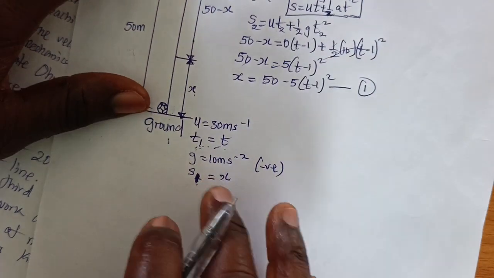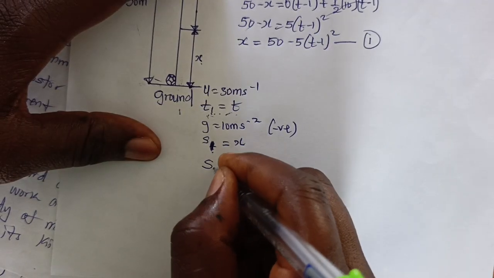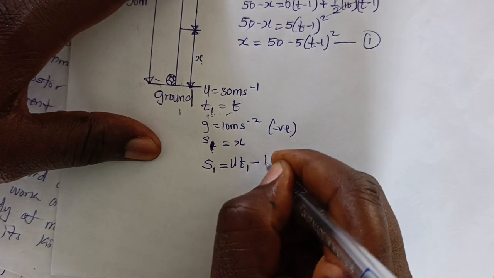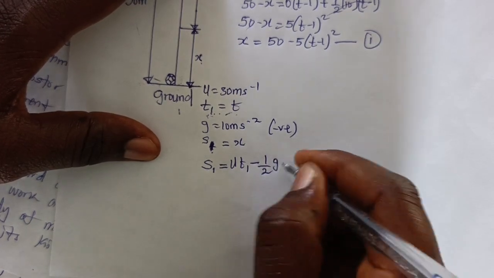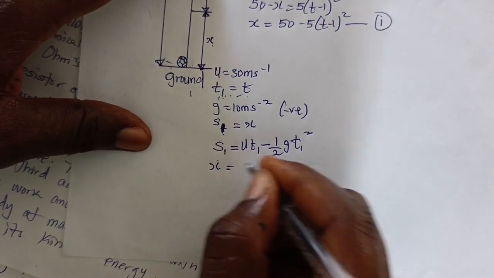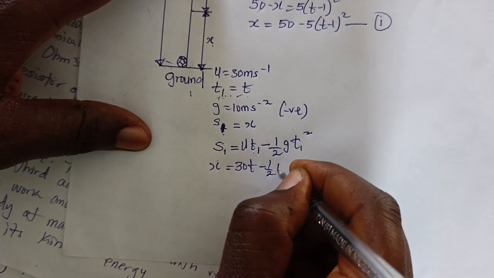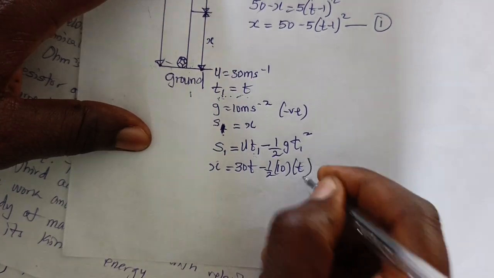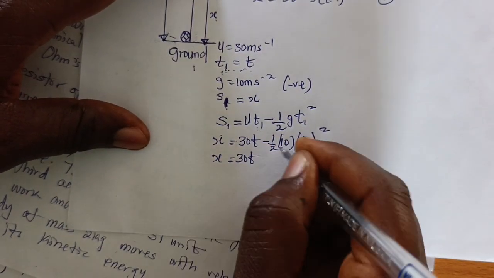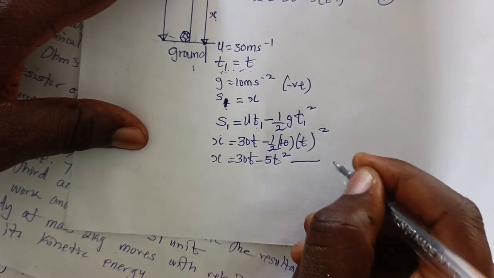Now coming to this one, we are using the same equation. That is, s1 will now be equal to u1 t1, then minus, since this one is upward motion, 1/2 g t1 raised to power 2. So therefore we have x equals u, 30, times t1, that will be (t minus 1), over 2 times 10, then times t1 raised to power 2. So here we have s equals 30t, 2 goes in 10, we have 5. So here we have minus 5t raised to power 2. Call this one equation 2.